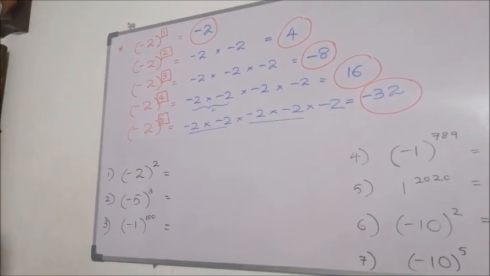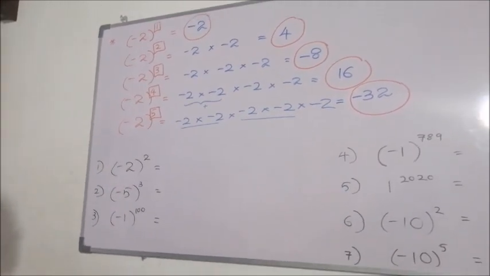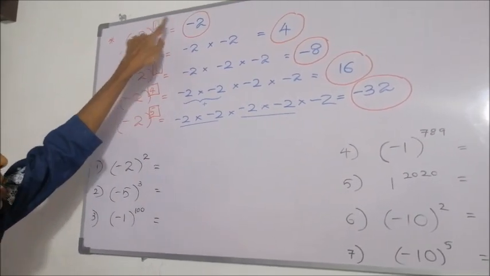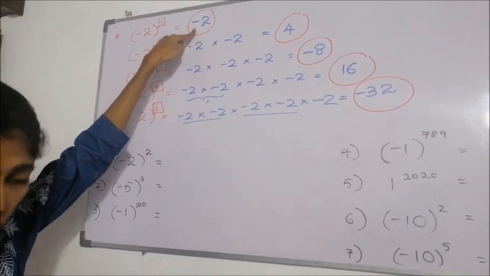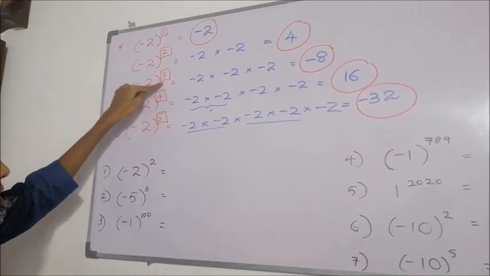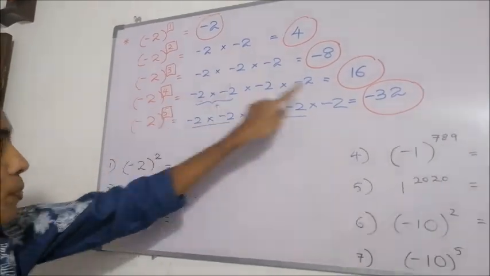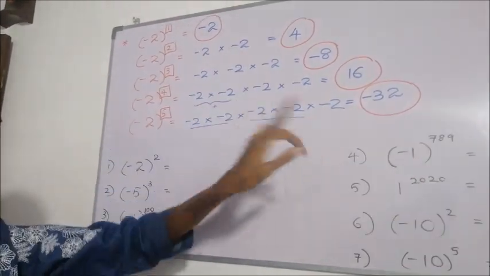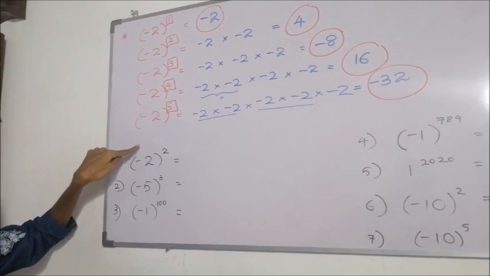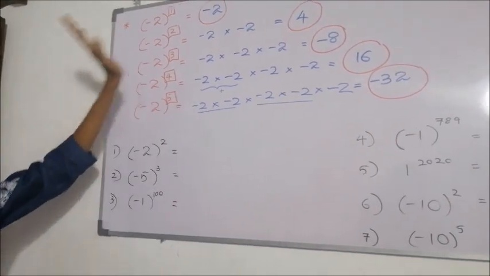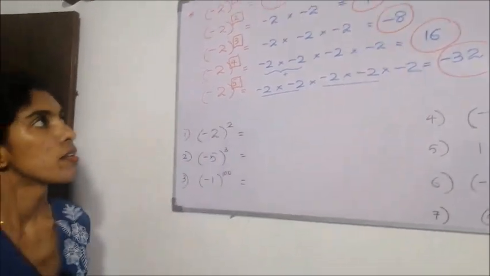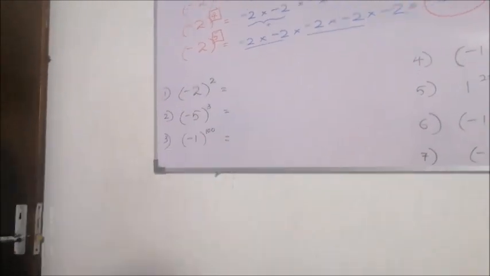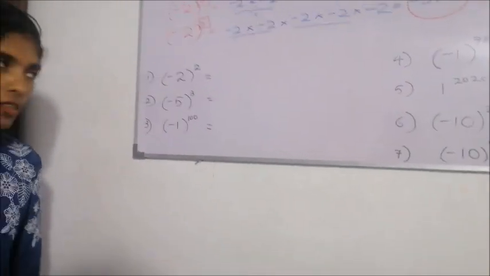So it's clear, children, that if the power is an odd number on a negative integer, the result is also negative surely. And see, here also negative. Odd power, negative. Even power, positive. Even power, positive. But remember, with negative integers, if the power is even, every time the result is positive. Right, now using the knowledge that we obtained, we will solve these. We will find the answers there.